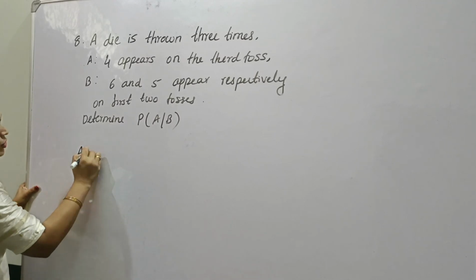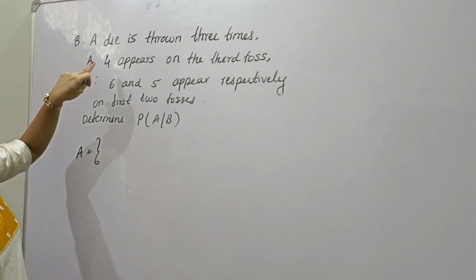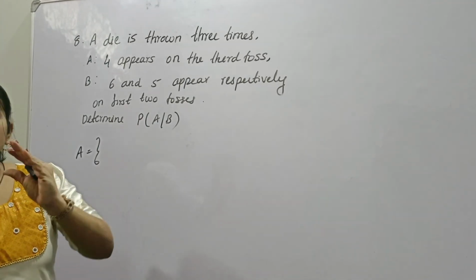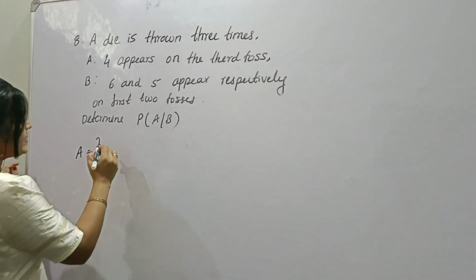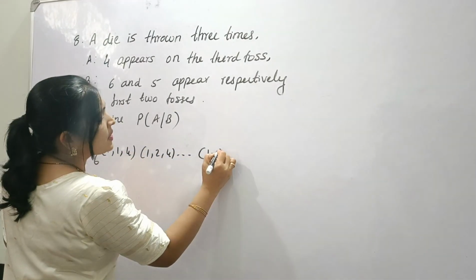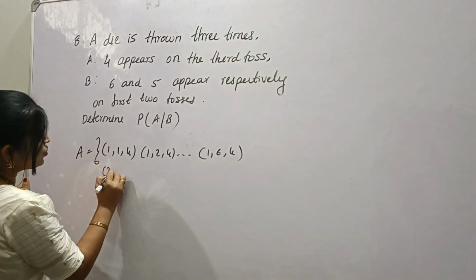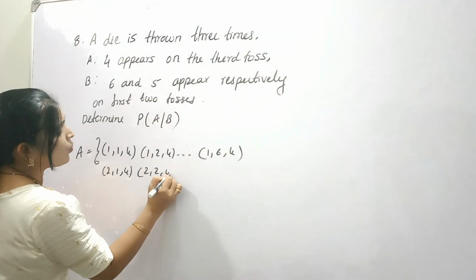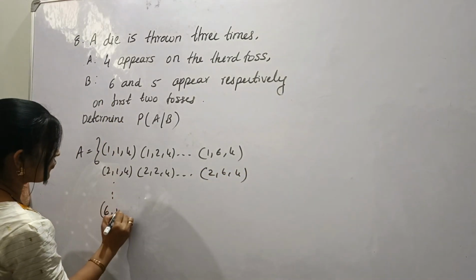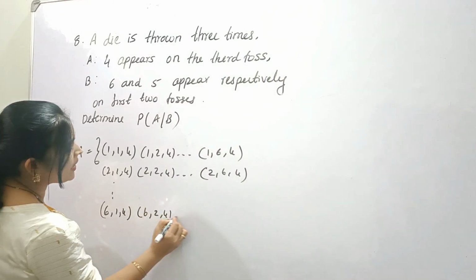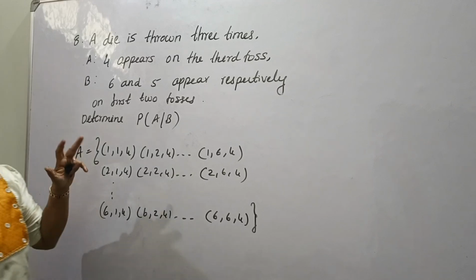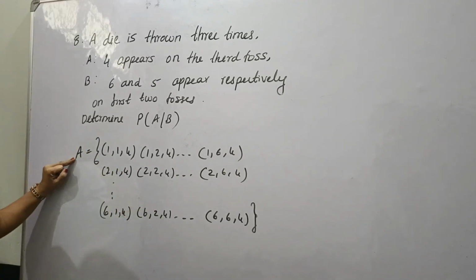Now let's write elements of A. A is the event 4 appears on the third toss. So here the third number should be 4, right? Let's write 1, 1, 4, 1, 2, 4, etc. 1, 6, 4. Next is 2, 1, 4, 2, 2, 4, etc. 2, 6, 4, etc. 6, 1, 4, 6, 2, 4, etc. 6, 6, 4. So these are the elements of A.